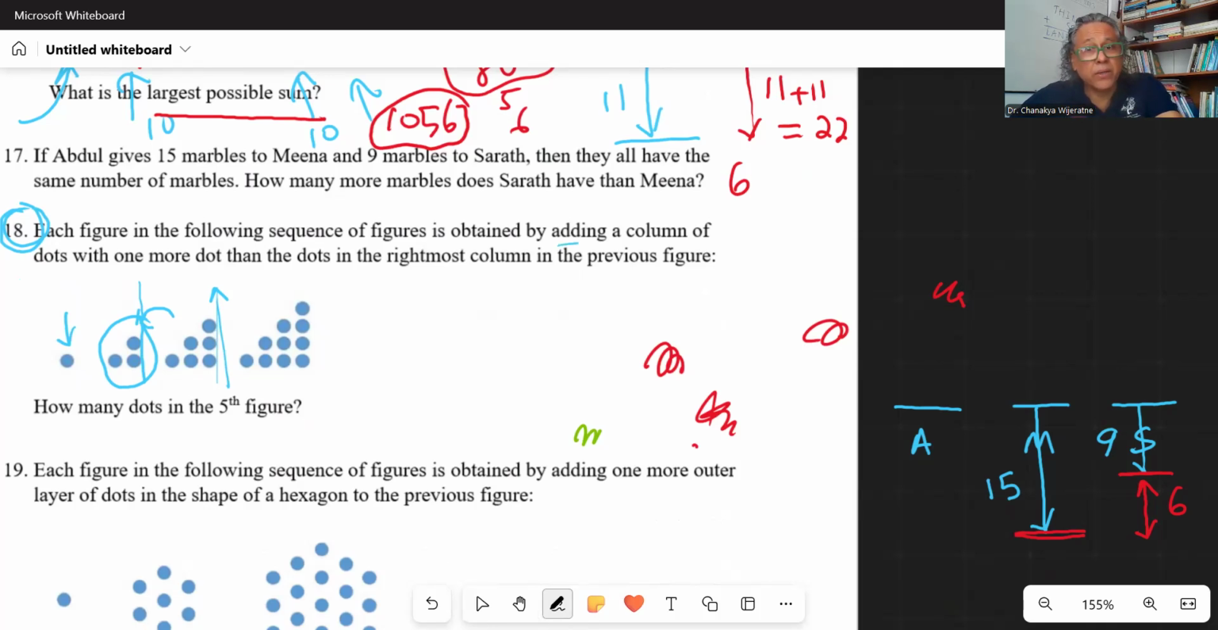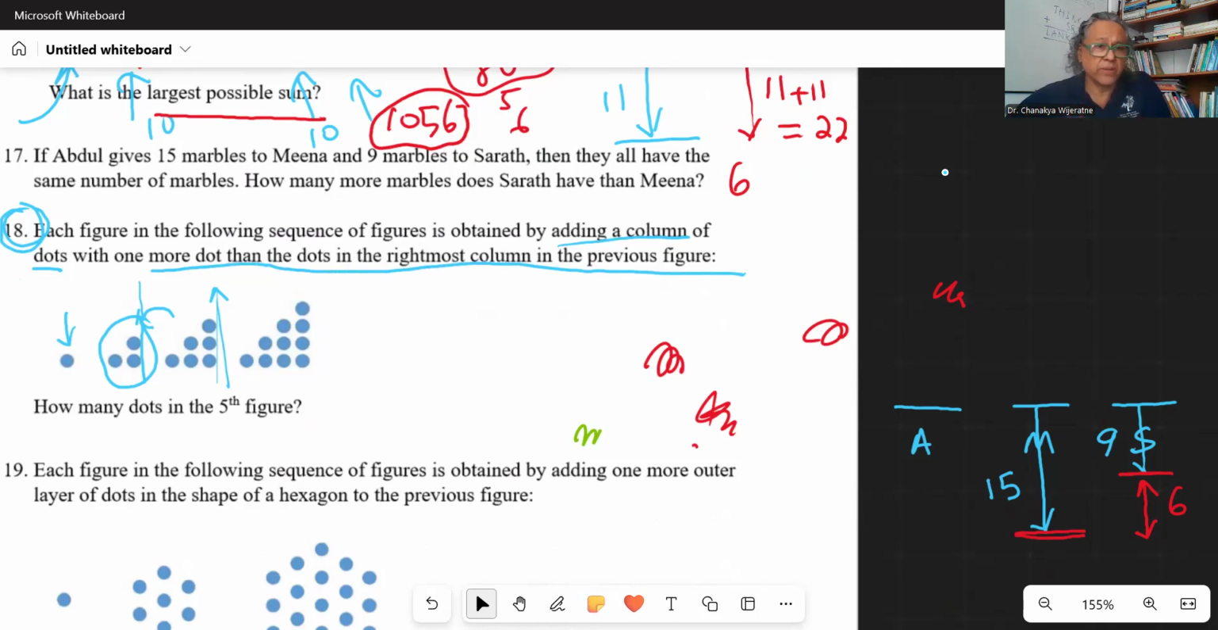So that's how you generate this by adding a column of dots, and this column has one more dot than the dots in the rightmost column in the previous figure. So that description is accurate. How do we get a figure in the sequence? You look at the previous figure, and then you add a column to the right, and that should have one dot more than the rightmost column of that previous figure.